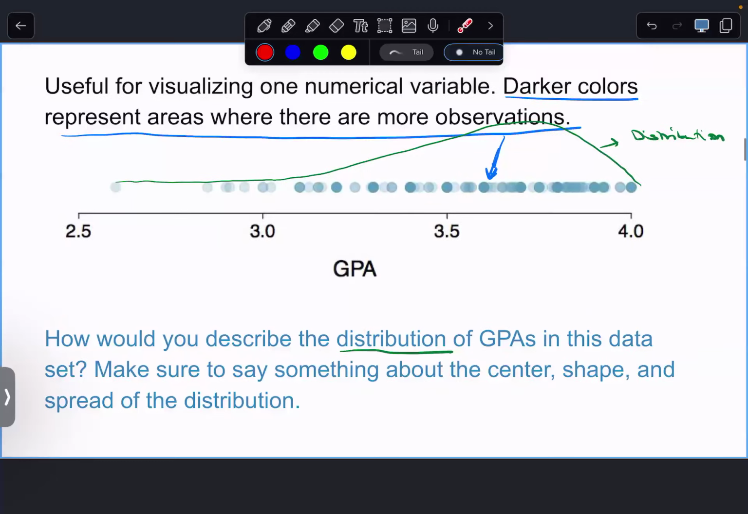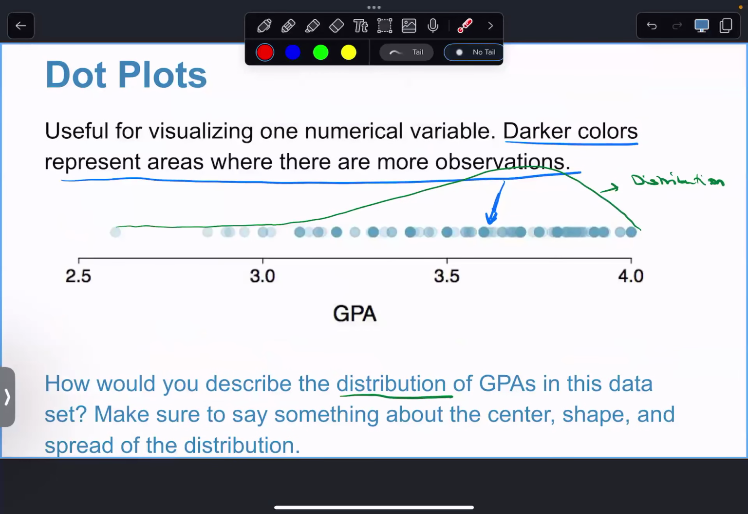So like I said, I'm going to be rude and say it's not very useful for visualizing one numerical variable. I don't know. They love starting with it, but I don't.